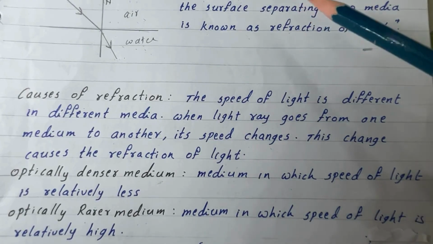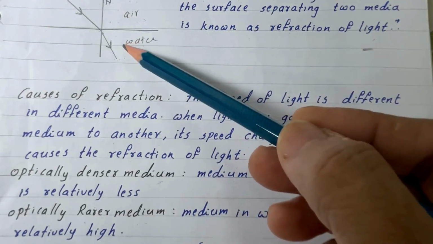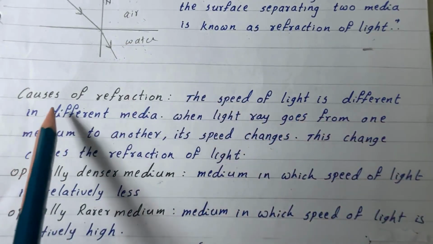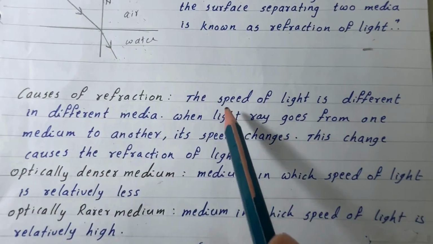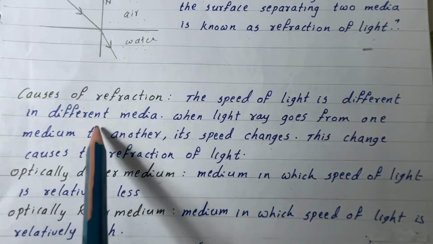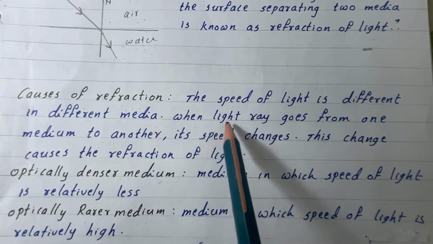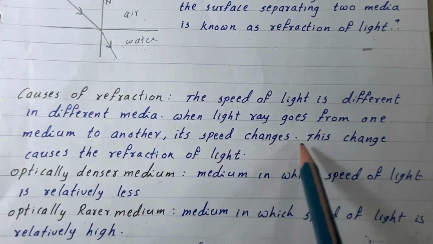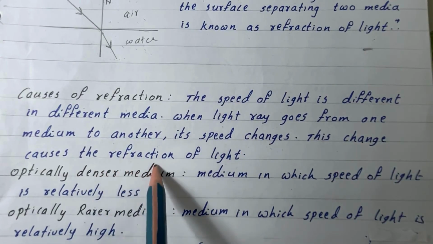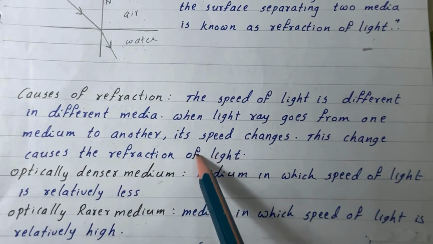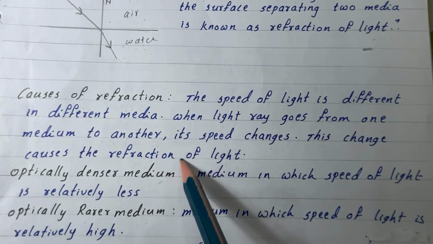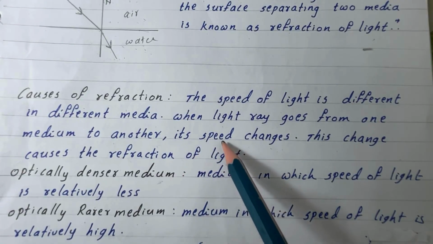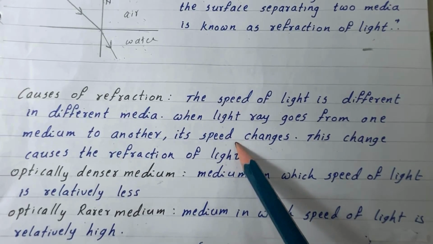So why does a light ray bend at the separation of two media? That is the cause of refraction. The speed of light is different in different media. When a light ray goes from one medium to another, its speed changes. This change causes the refraction of light. So refraction of light takes place because of the change in speed of light.